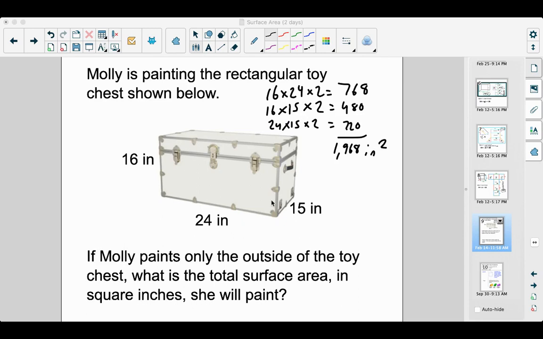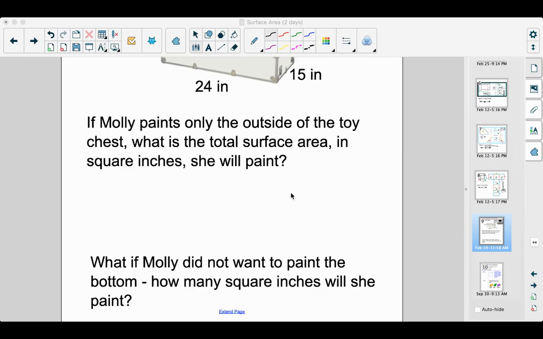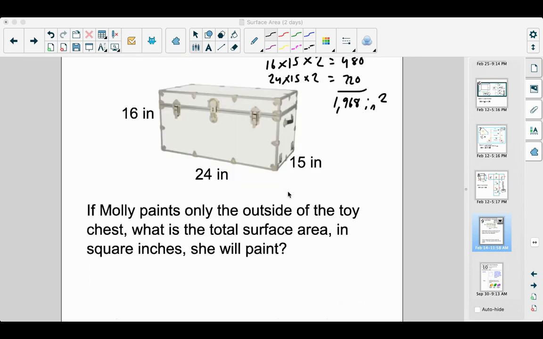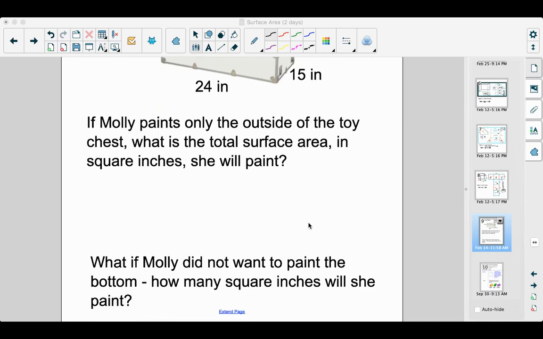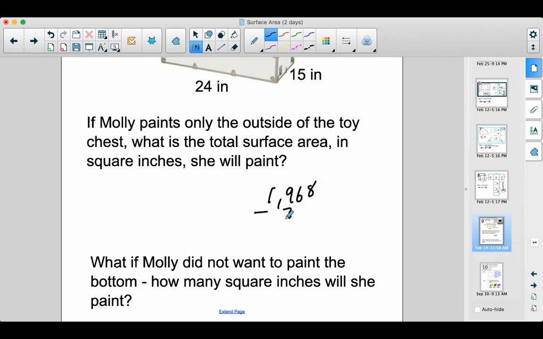Okay, so if she doesn't want any paint on the bottom, what would I do? Well, fortunately, I already figured out the area of each one of the sides. I know the area of the bottom would be 24 times 15, okay, which is 360. So just like I did with composite area, if I want to leave off the bottom, I would just subtract 360 from the total. Okay. So 1968 minus 360 would give me 1608 inches squared.